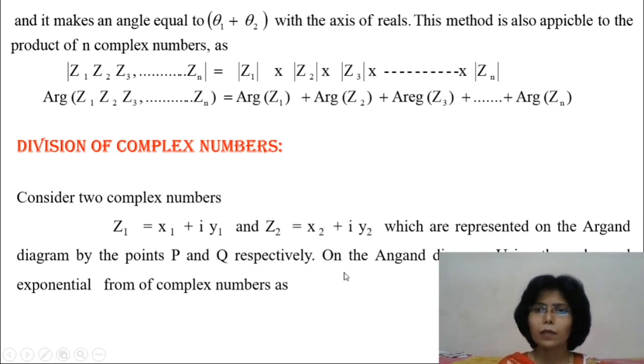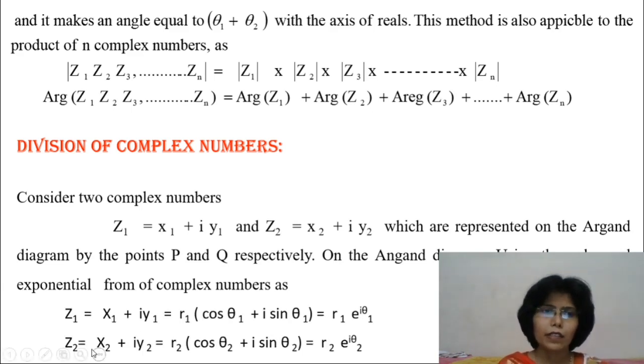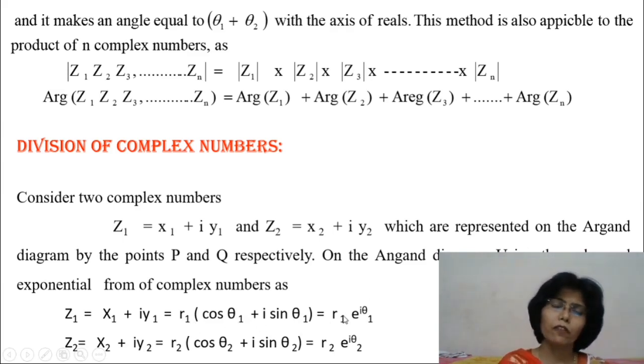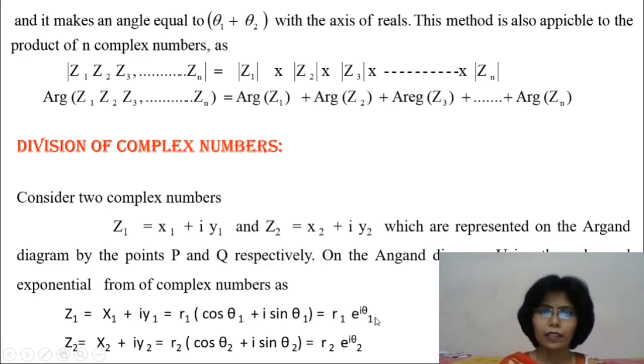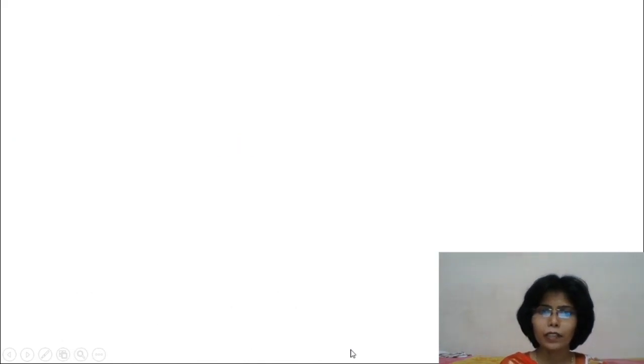On the Argand diagram, using the polar and the exponential form of the complex numbers, Z1 is equal to X1 plus iY1, which in the polar form is written as R1 into cos theta 1 plus i sine theta 1, and in the exponential form as R1 e raised to i theta 1. The second complex number Z2 is written as X2 plus iY2. In the polar form, it can be written as R2 into cos theta 2 plus i sine theta 2, and in the exponential form as R2 into e raised to i theta 2.